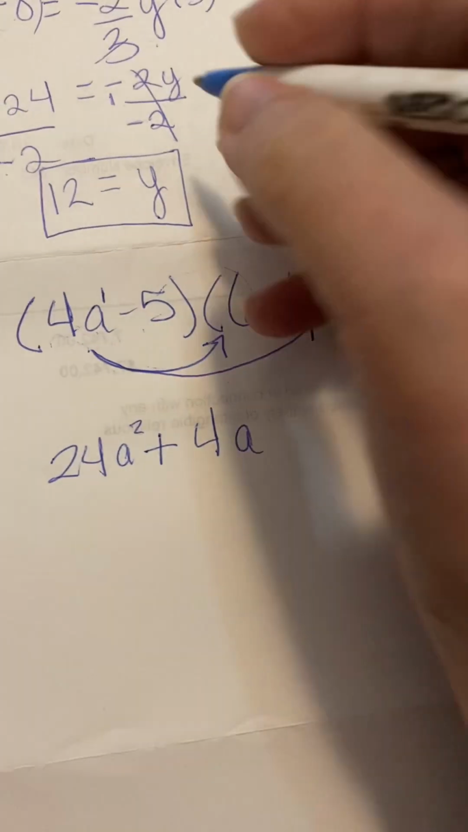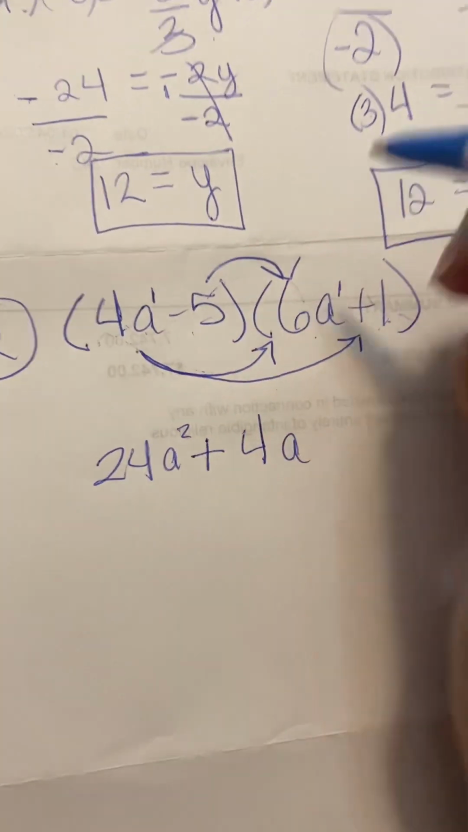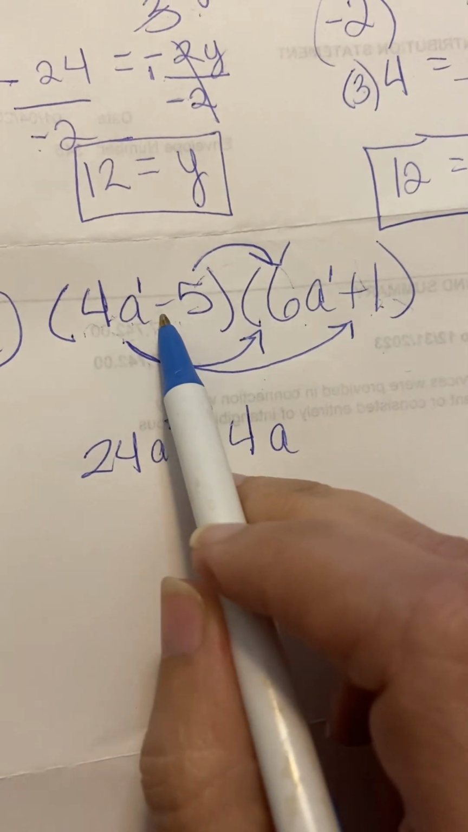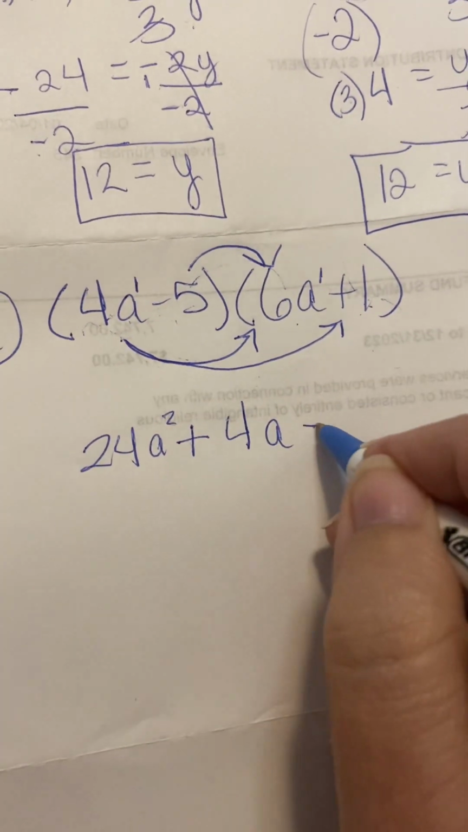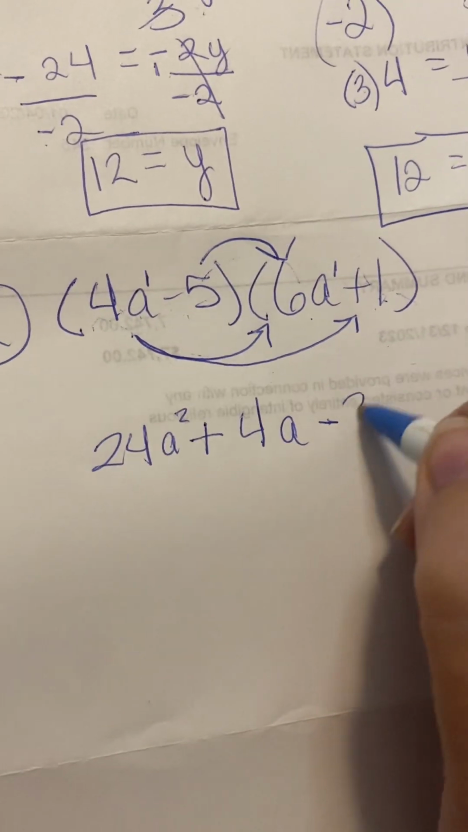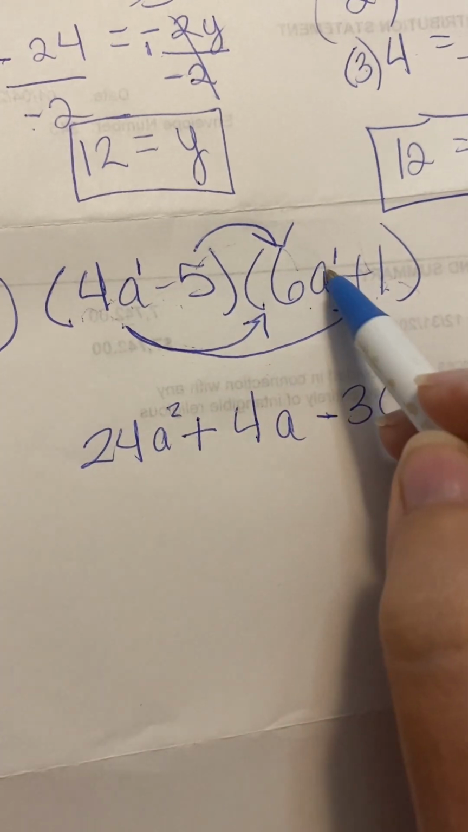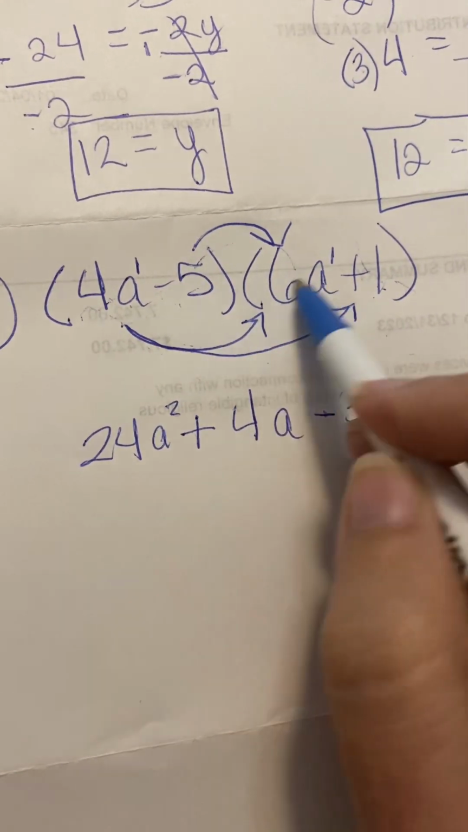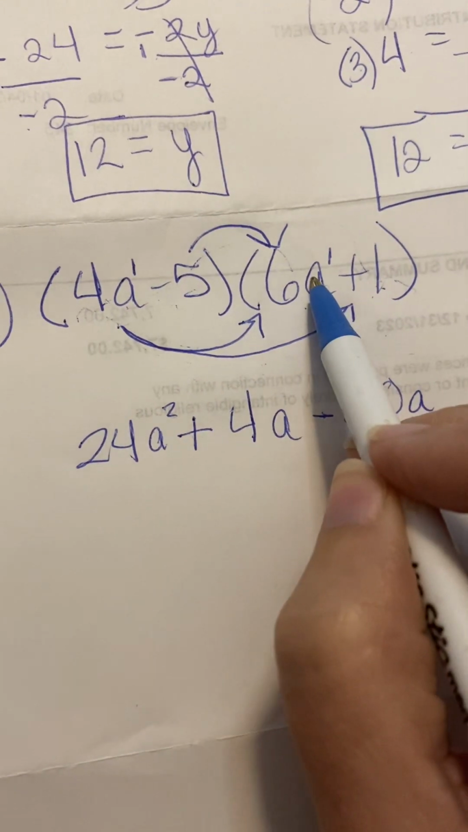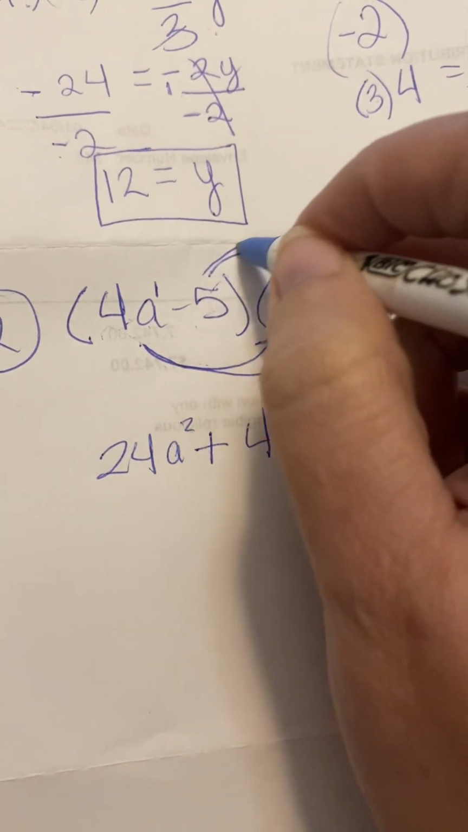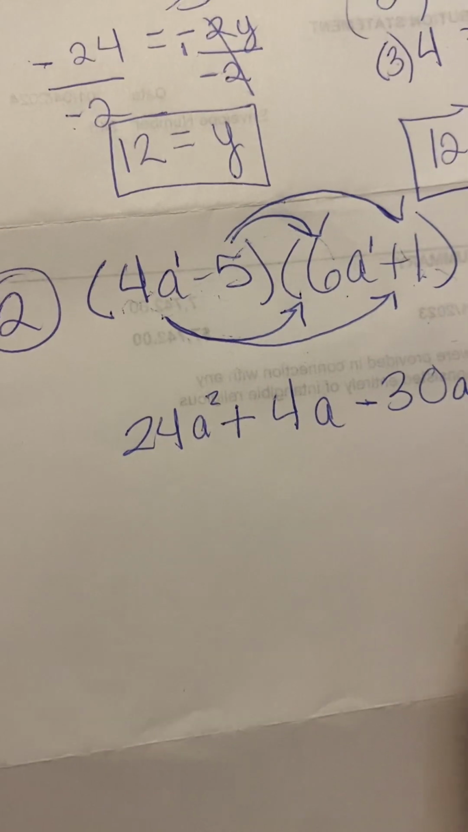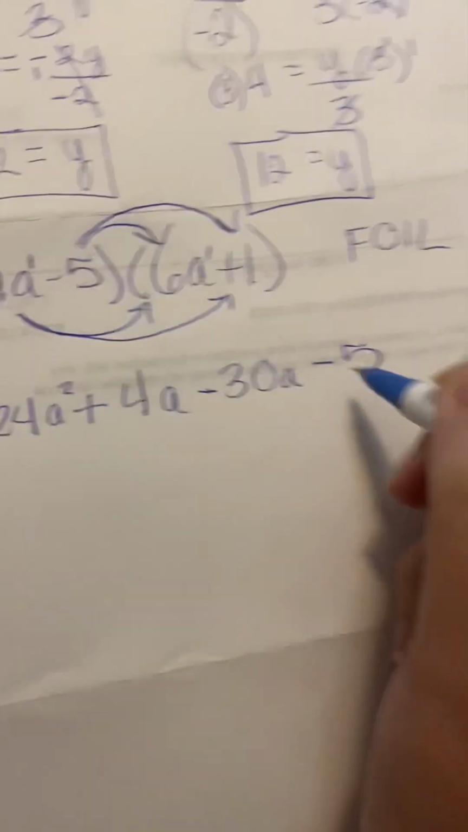So plus 4a. Now we're going to distribute -5 to both of these terms. Negative times a positive is a negative. 5 times 6 is 30. And then there's no a's to add exponents with, so that's just a. -30a. And then we'll distribute it over here. -5 times +1 would be -5.